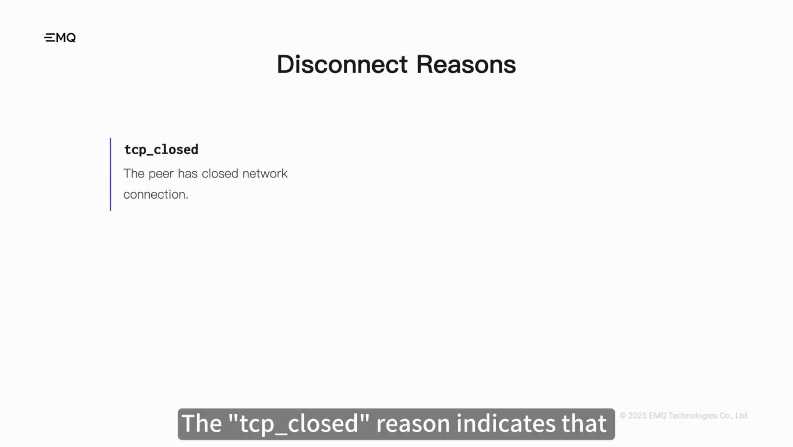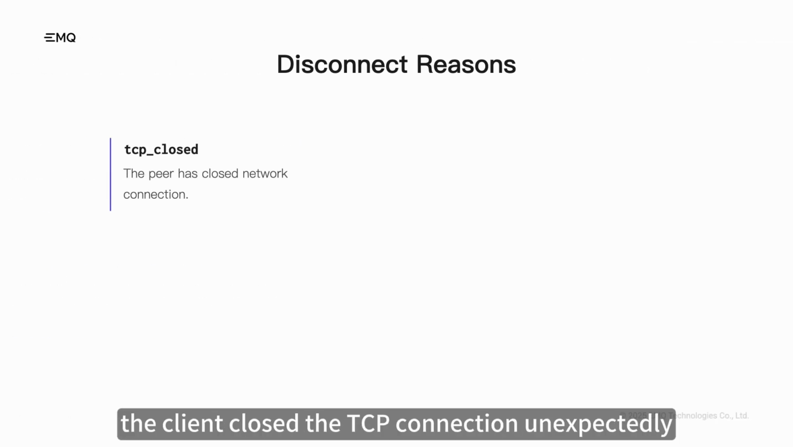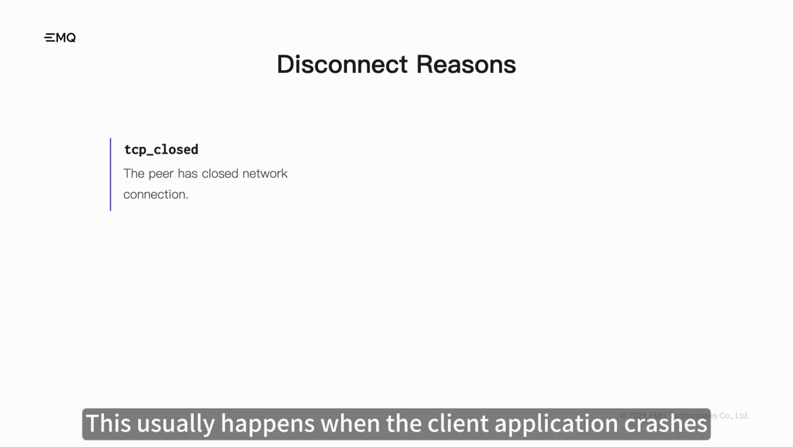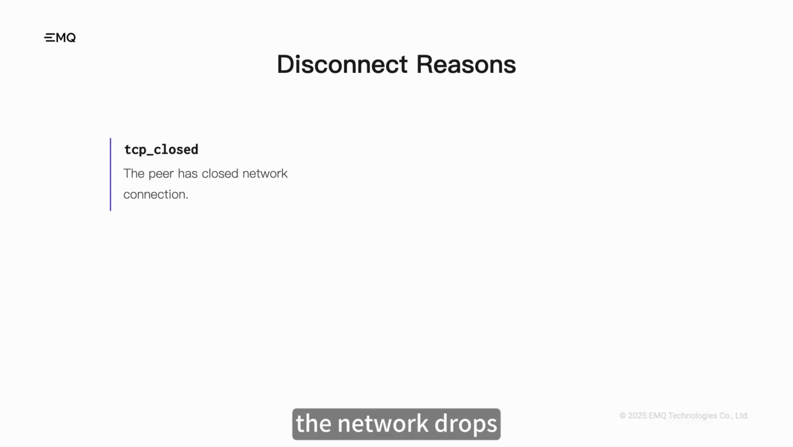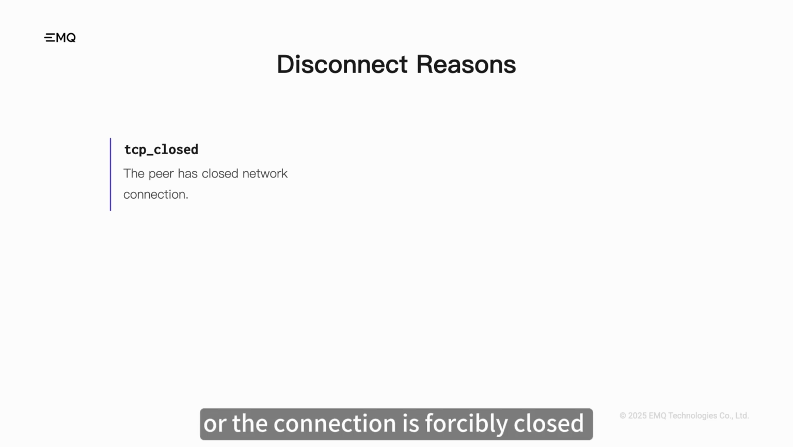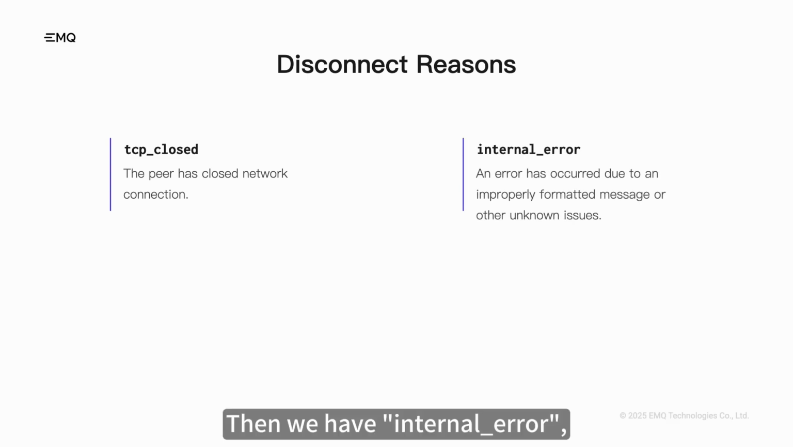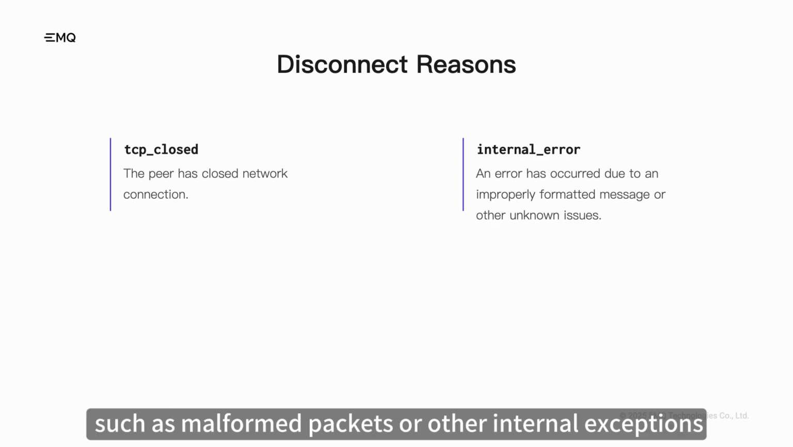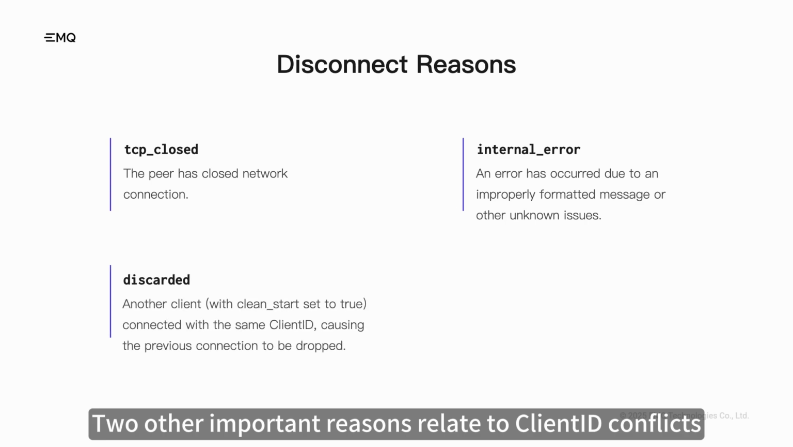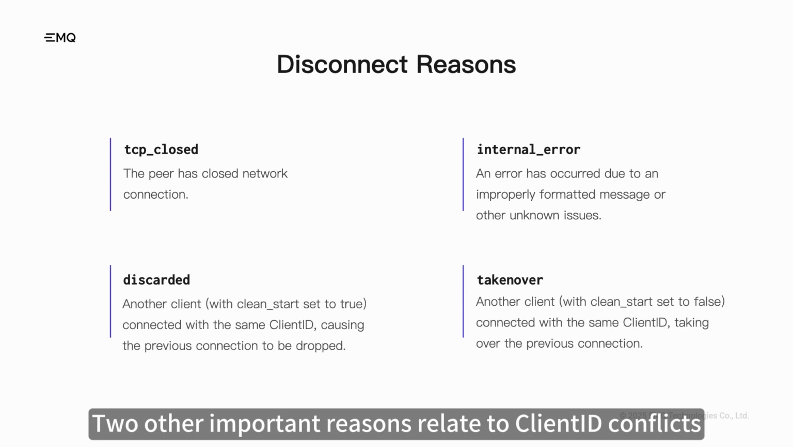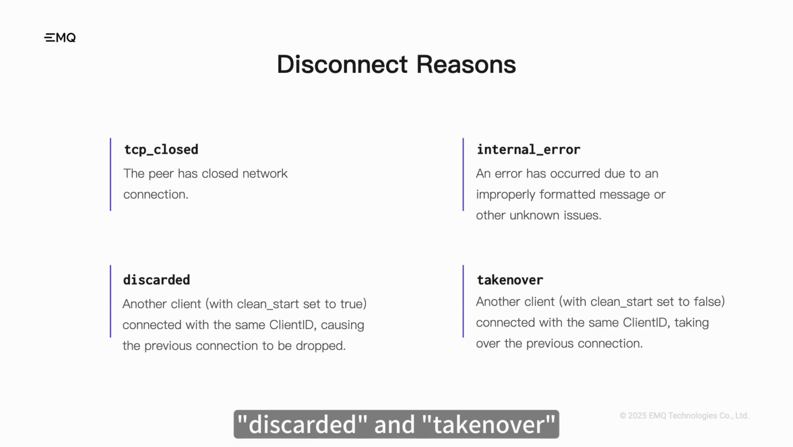The TCP closed reason indicates that the client closed the TCP connection unexpectedly. This usually happens when the client application crashes, the network drops, or the connection is forcibly closed without sending a proper MQTT disconnect packet. Then we have internal error, which points to an unexpected reason such as malformed packets or other internal exceptions. Two other important reasons relate to client ID conflicts: discarded and taken over.